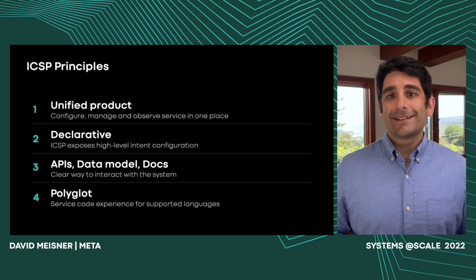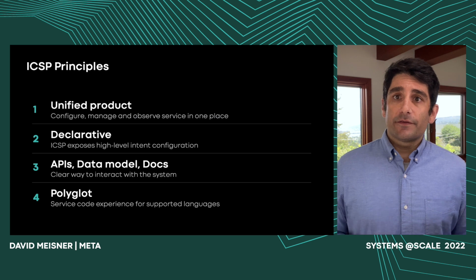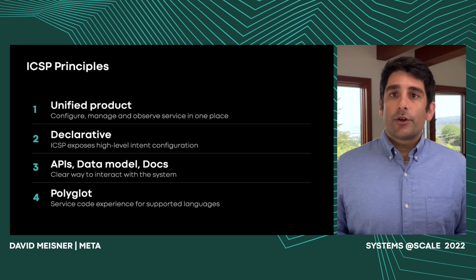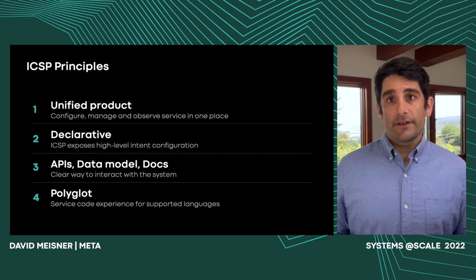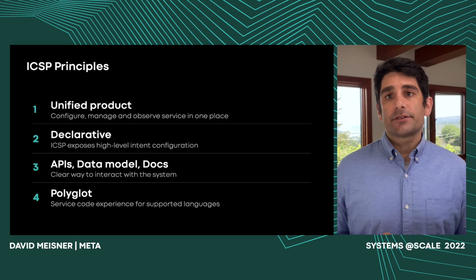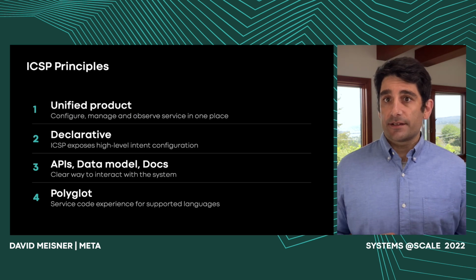The first is it's a unified product. And what this means is that you can configure, manage, and observe the service all in one place through the platform. The second is it's a declarative system. What this means is that the user asks the platform what they'd like to have happen without specifying how it actually happens. And this allows the user to delegate to the system how to enact the subsystems and domains on their behalf.